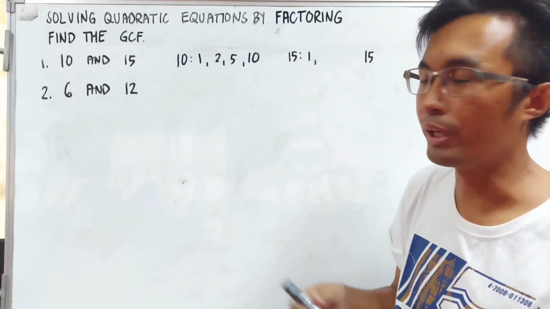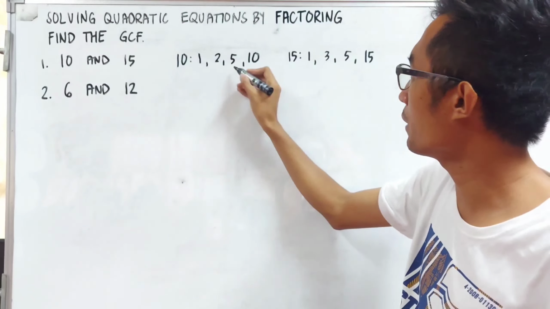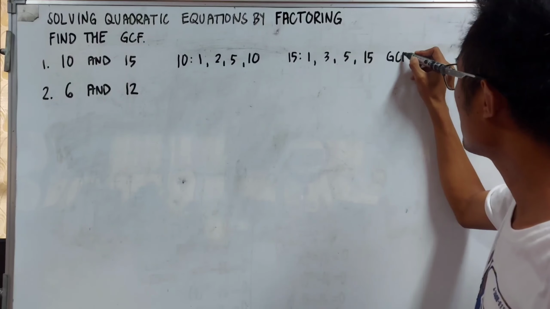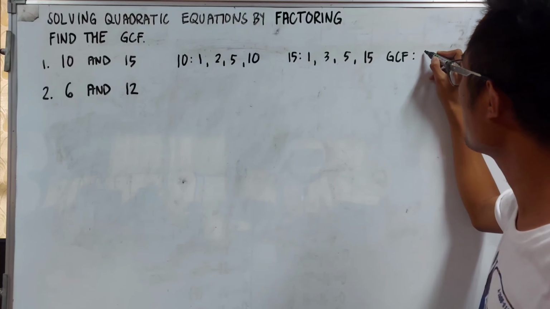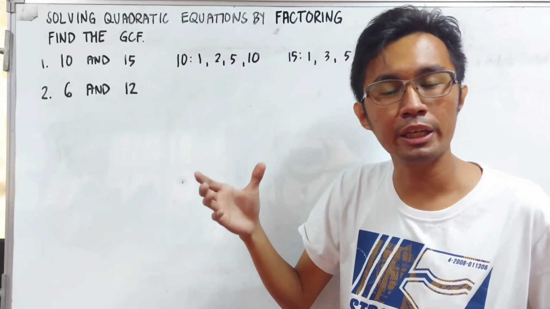Now, to find the GCF, tignan natin dito yung pinakamataas na number na common sa kanilang dalawa. So, we have 1. Okay, parehas yan. 2, o wala. We have 5. So, ibig sabihin, the GCF of 10 and 15 is 5. Ito yung common or the greatest common factor. Kaya sinabing GCF, the greatest common factor.